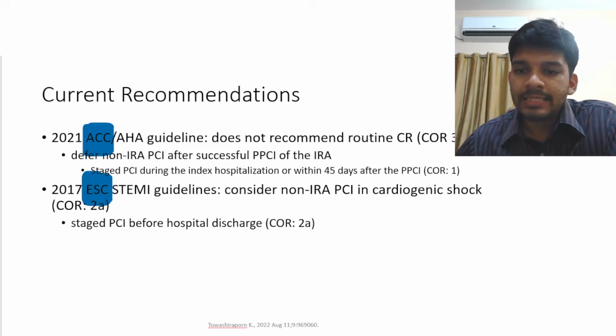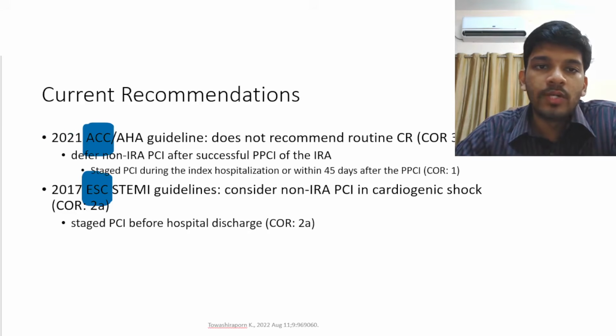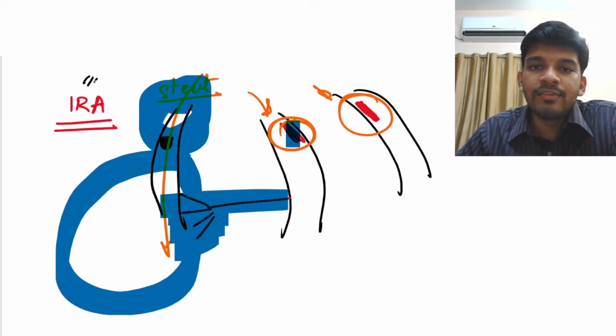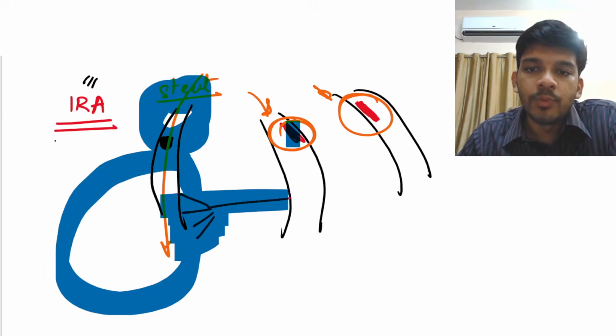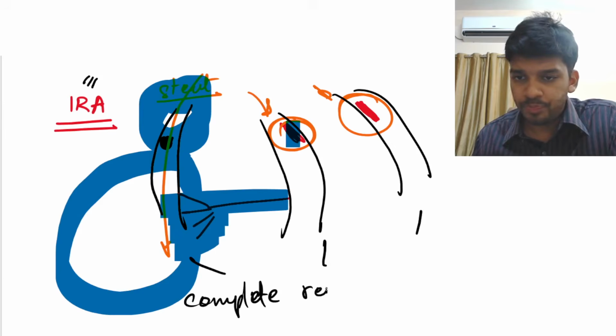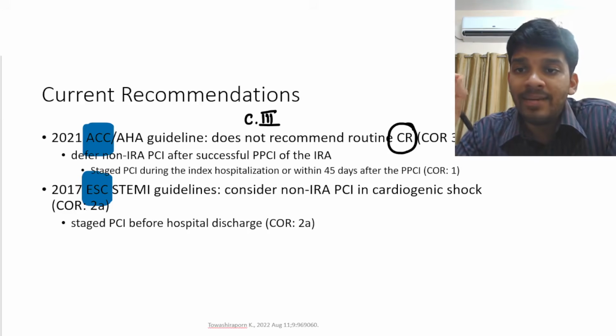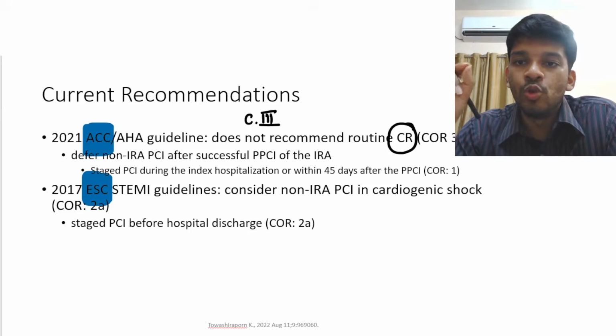So what the American guidelines say is about routine complete revascularization. Basically, what we talked about here: only stenting the infarct-related artery is called an IRA-only approach, whereas doing intervention on all arteries which have critical stenosis is called a complete revascularization approach. American guidelines say do not do complete revascularization, and that is a class 3 recommendation, which means that if you do complete revascularization, you are causing harm to the patient. The first principle of medicine is do no harm, so class 3 recommendations are taken very seriously.